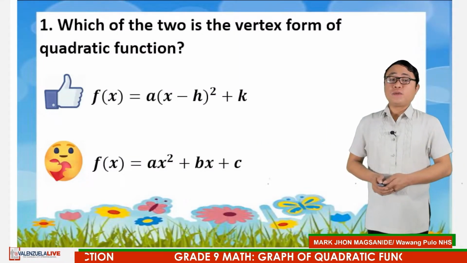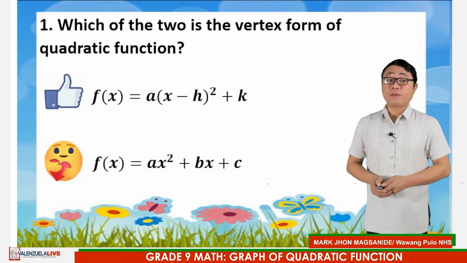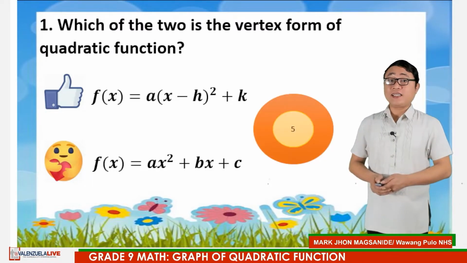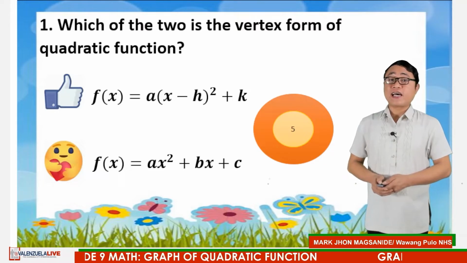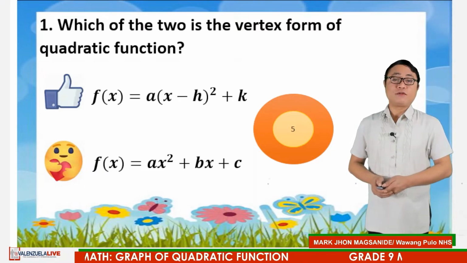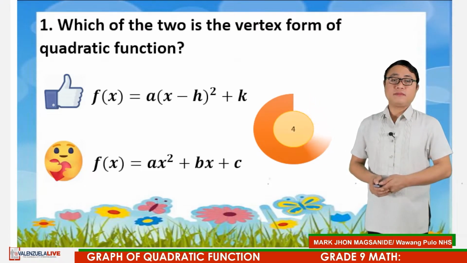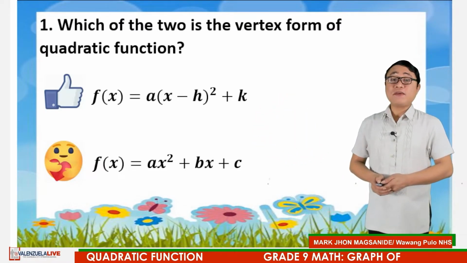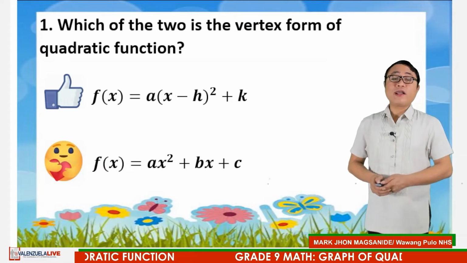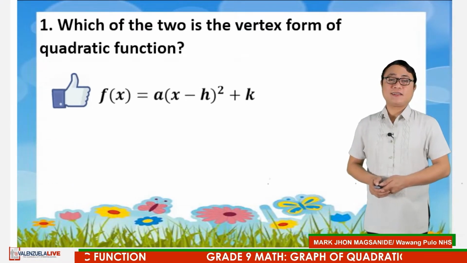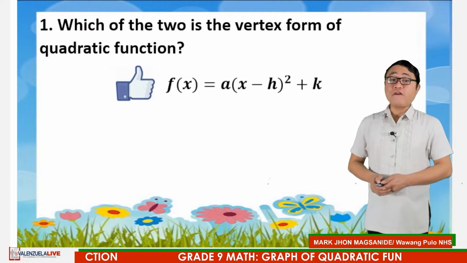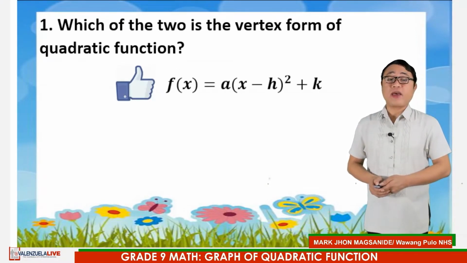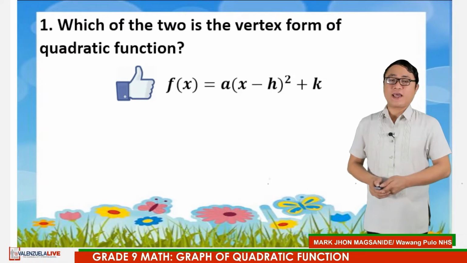Which of the two is the vertex form of a quadratic function? 5 seconds. Is it a like or care? Timer starts now. Time is up. The correct answer is like. f(x) = a(x - h)^2 + k.